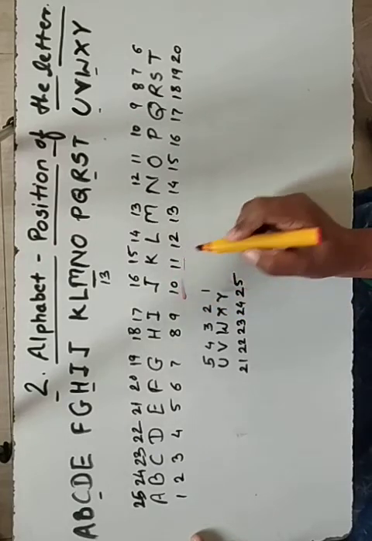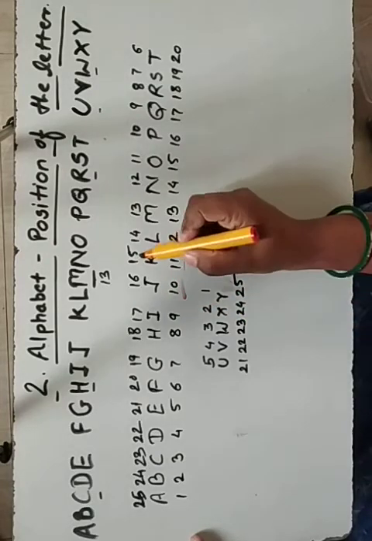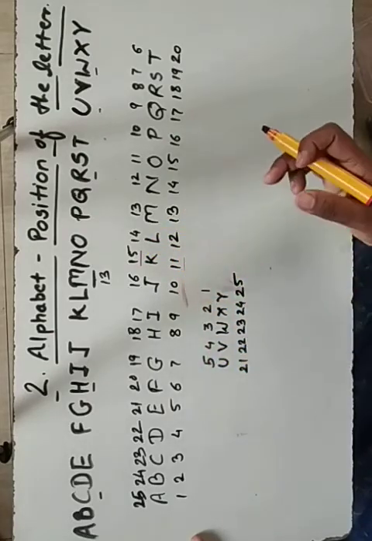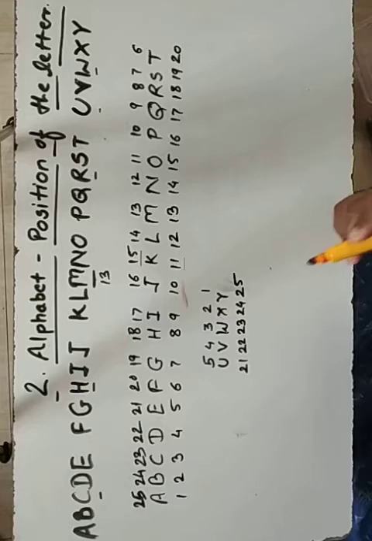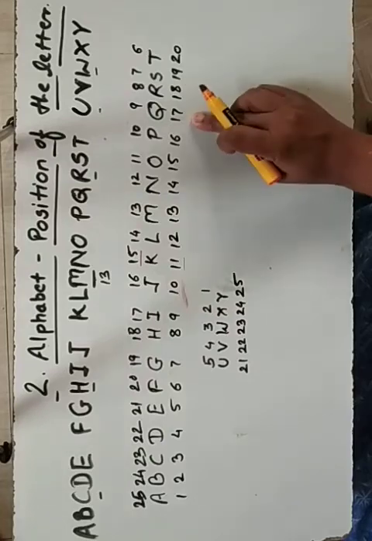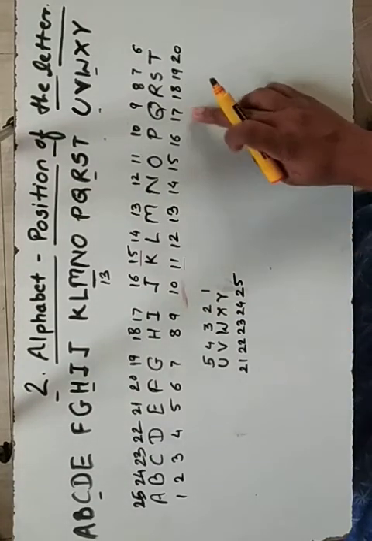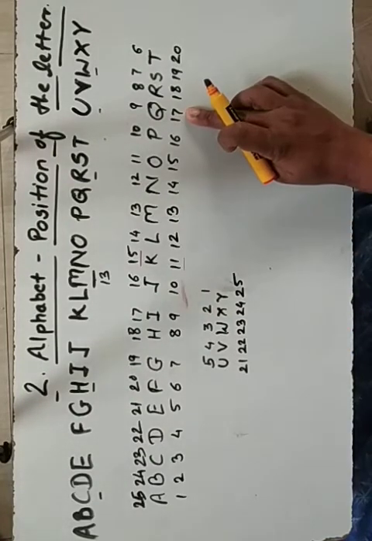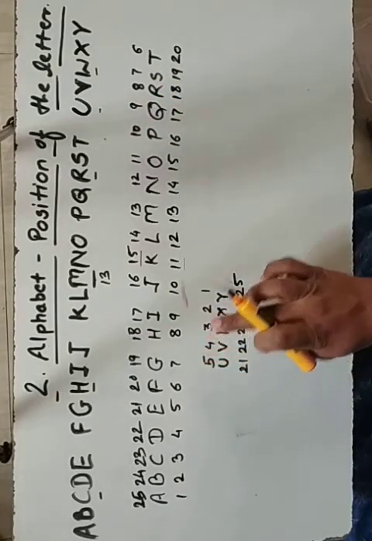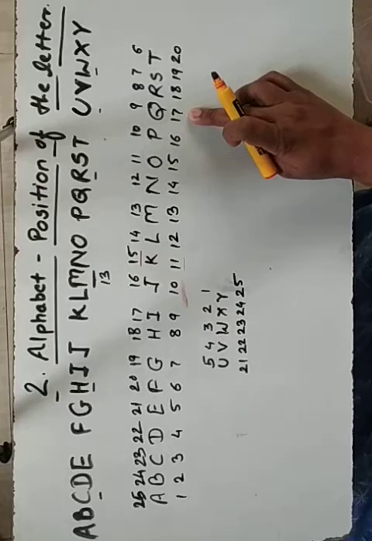From left it is at 11th position, and from right side it is at which position? 15th position. So if we know both the things, then whenever we are solving this example, it will be easy for us, or within a minute we can solve this example. Now if we are taking Q, from right side Q's position is which? From right side Q is at 9th position, and from left side Q is present at 17th position.